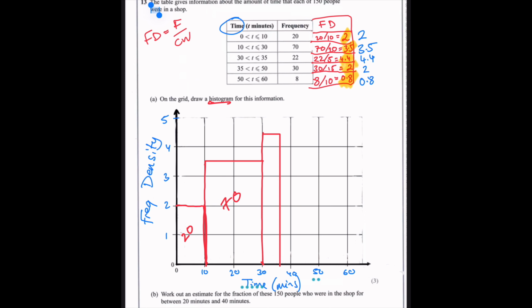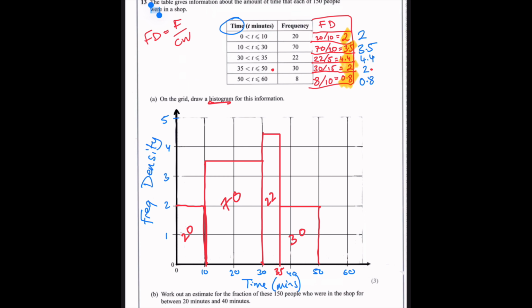And the frequency density for that is 22. I'll just note a 35 on there as well. Then from 35 to 50, we have a frequency density of 2. 35 to 50, frequency density 2. Should be over here. And the frequency of that is 30.